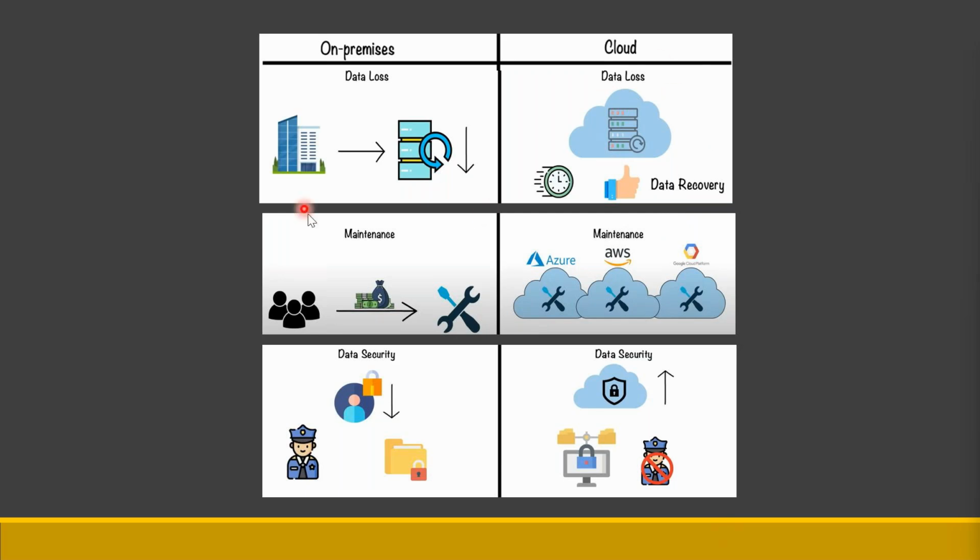But in an on-premise system, if something happens to the network or the storage system, the data is lost, and then it is always lost. We cannot gain it back. That is another disadvantage of on-premise systems.